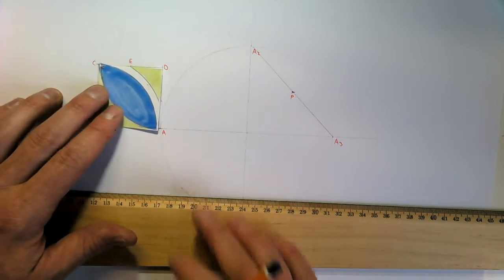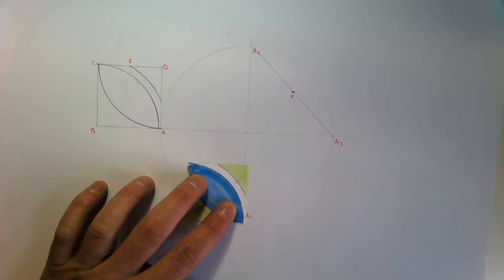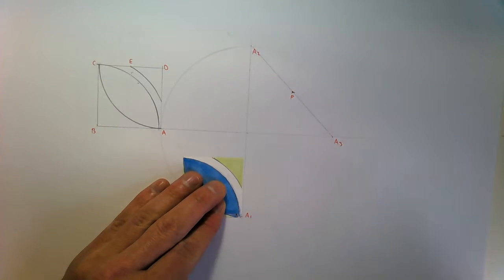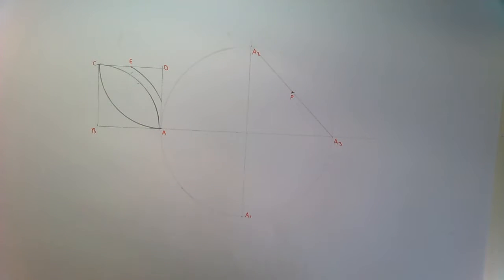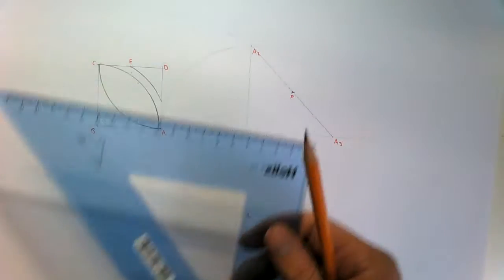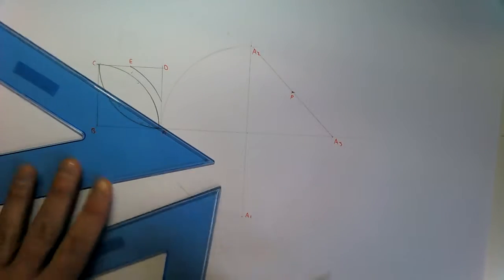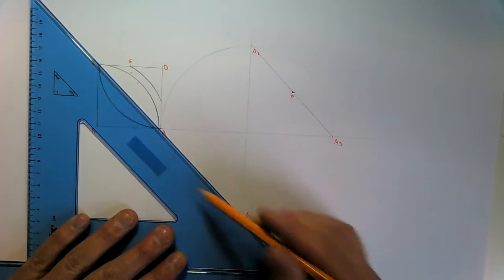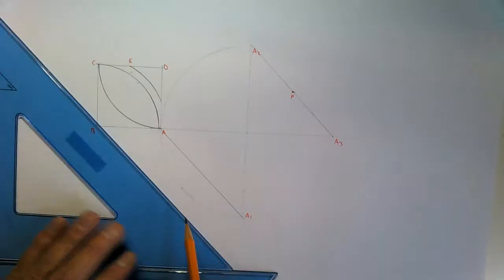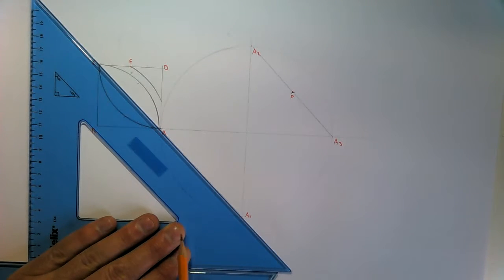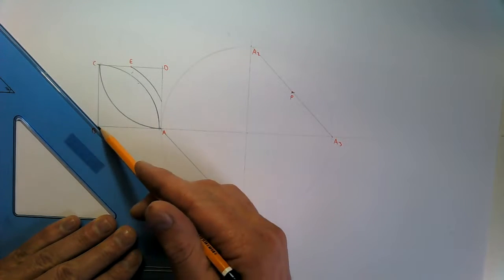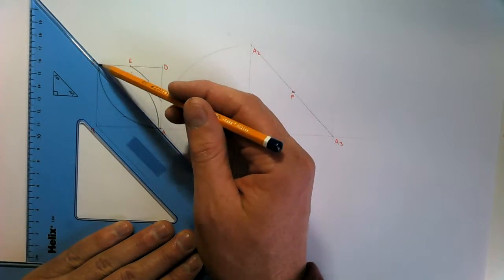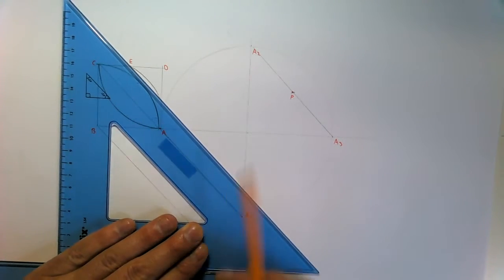We now want to translate it from point A to A1, from here down to here. We'll use the sliding set square method, just because it's not at 45 degrees, from A to A1. Translate B. These lines are all parallel to each other now. C and A should be on the same line. E and D.